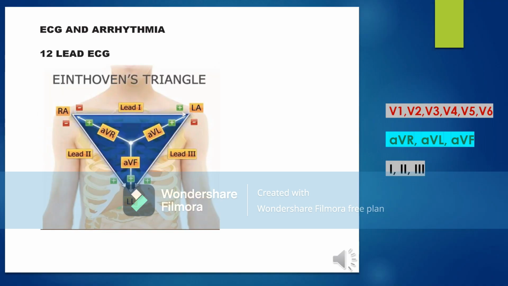Now let us see the ECG leads. ECG has 6 chest leads and 6 limb leads. V1, V2, V3, V4, V5, V6 are the chest leads. Then the limb leads: 3 bipolar leads, 1, 2 and 3, and 3 augmented leads, AVR, AVL and AVF.